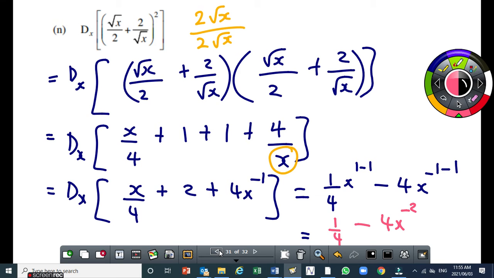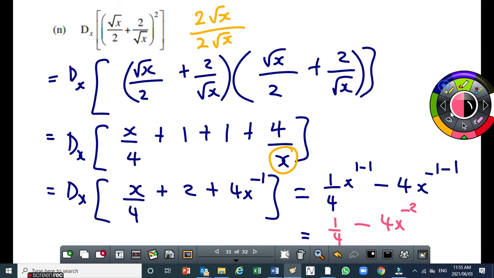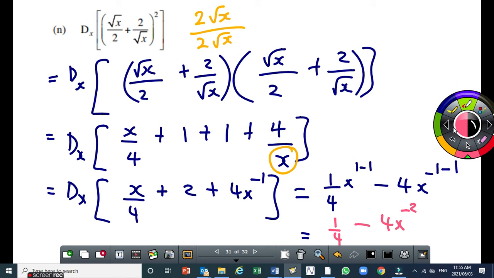Alright, can I have your attention? Right, boys and girls, you need to be aware of the following. If I give you x over 4, this is the same as 1 over 4 times x, which is the same as writing it as 1 over 4x like that. It's the same thing. So it's a quarter of x. That's the same thing.